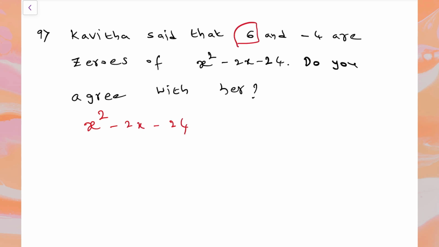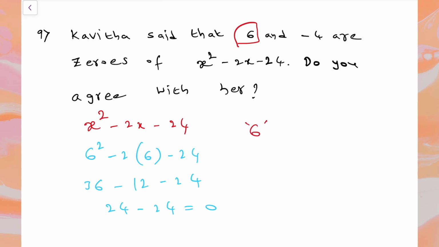First we need to substitute 6 in the place of x. So 6 square minus 2 into 6 minus 24. 6 square is 36, minus 2 sixes are 12, minus 24. 36 minus 12 is 24, minus 24 equals 0. After substituting, if we get the answer 0, then we can say that that particular substituted number is a zero of the polynomial. So 6 is a zero of the polynomial x square minus 2x minus 24.